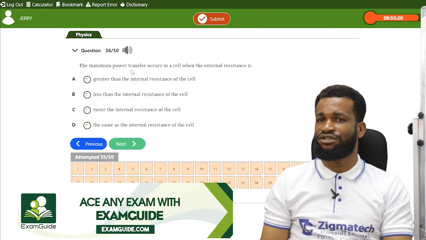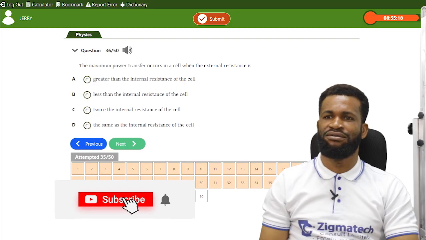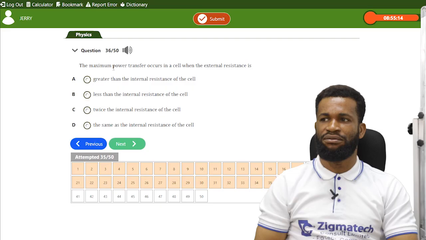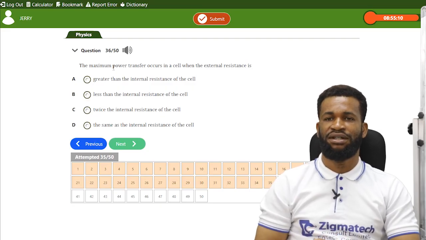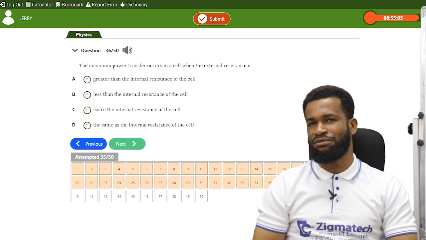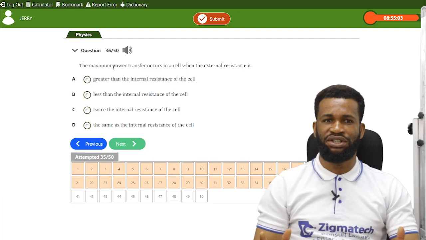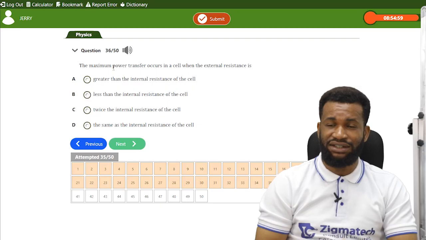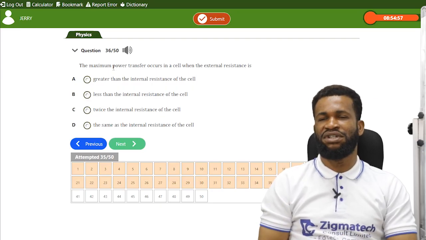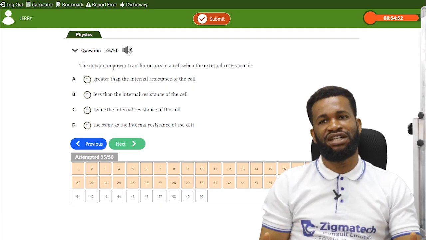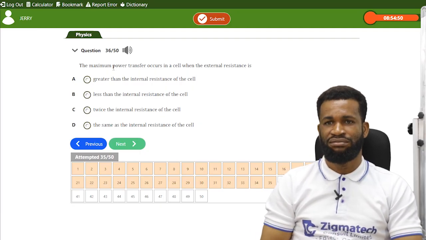The maximum power transfer occurs in a cell when the external resistance is... okay, when we talk about maximum power, we're talking about the quantity of energy per time distributed by a cell or a battery. And when can that happen? Remember that the value of voltage or power or energy of electricity distributed is as a result of the internal resistance. That is why your car battery can carry some energy, can even power your television.